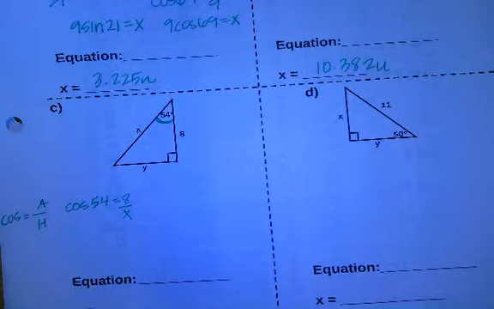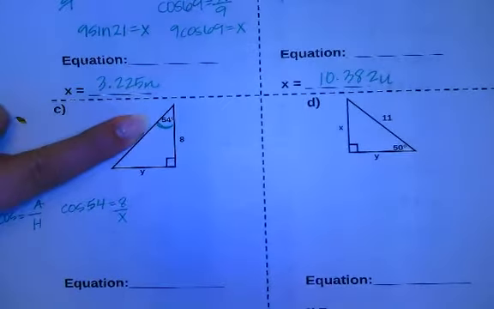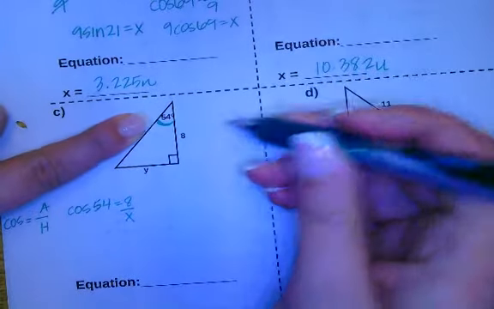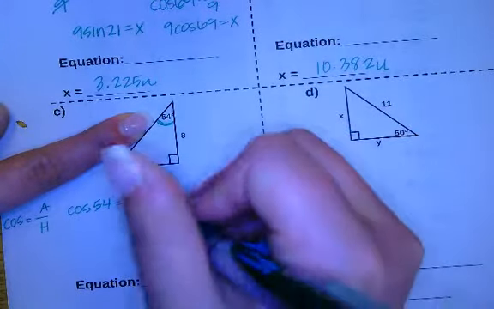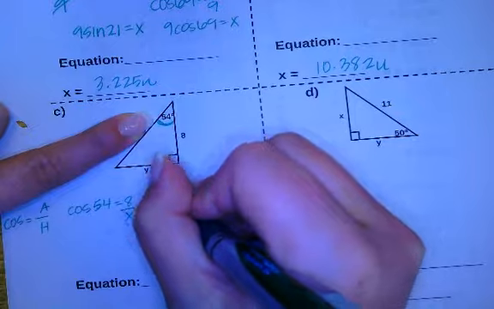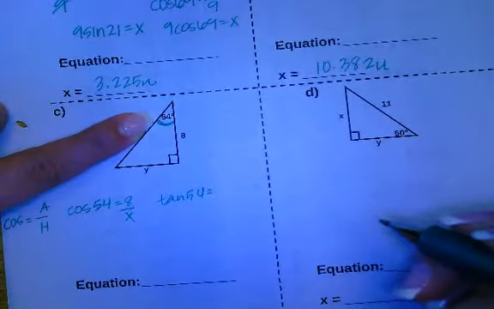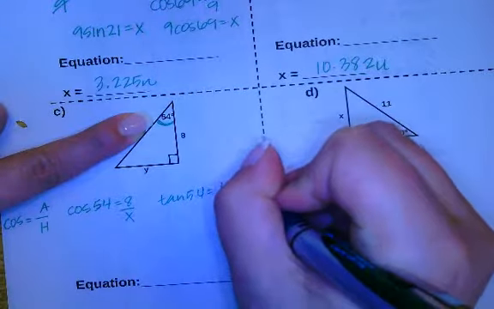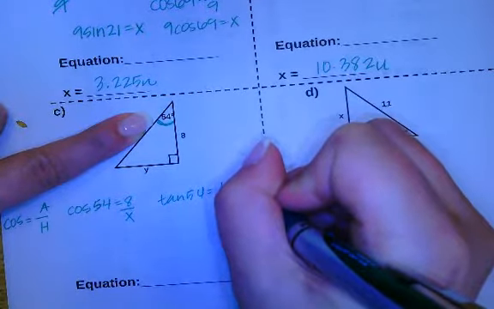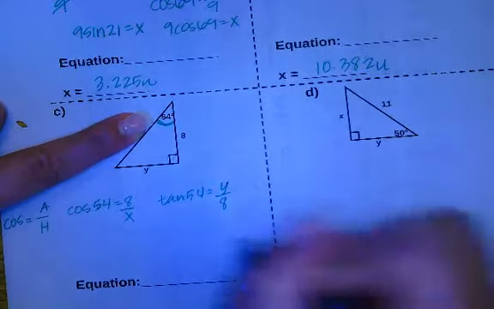Okay, let's figure out how we're going to get y. If I cover up my x, what sides do I have? So which one should I be using? Tangent. And what's my ratio? Y over 8. Okay, so this one was an easy one, right? Tangent of 54.